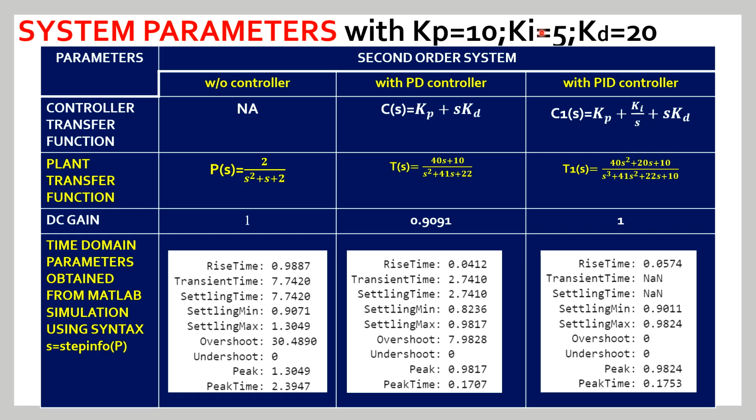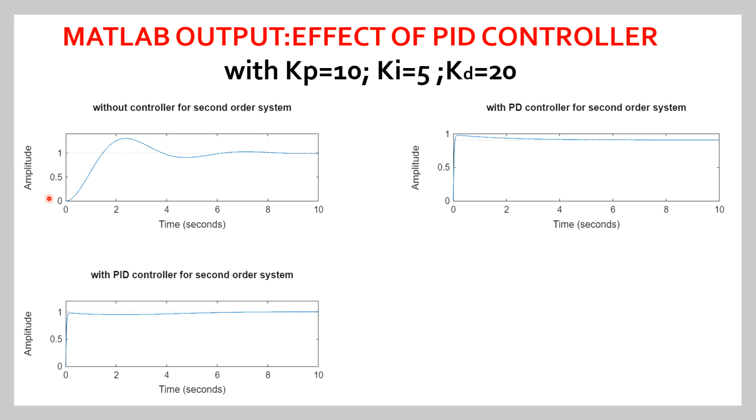So what is the conclusion we can make here? With the PD controller, I have a steady state error. With the PID controller, the steady state error is decreased. Now let us see the waveform. This is without controller. With the PD controller, the oscillations were suppressed, but I have an error. With the PID controller, I don't have initial oscillations. The transient portion got improved and I got a perfect steady state response. So that is the purpose of the PID controller.